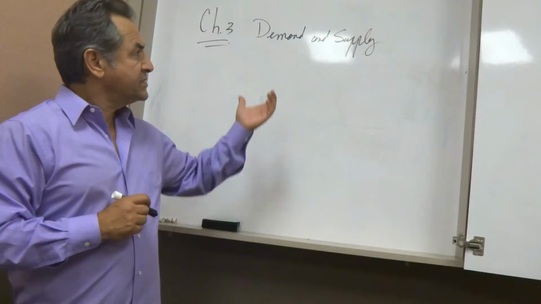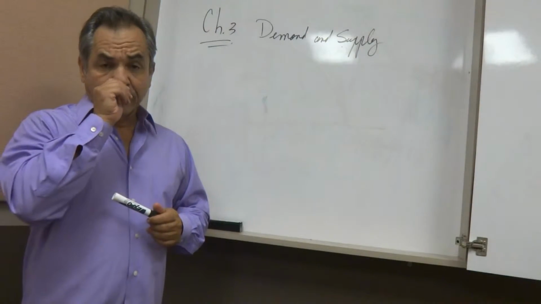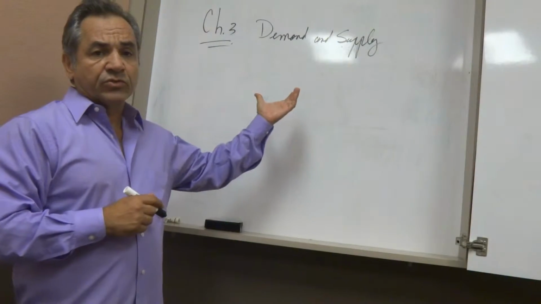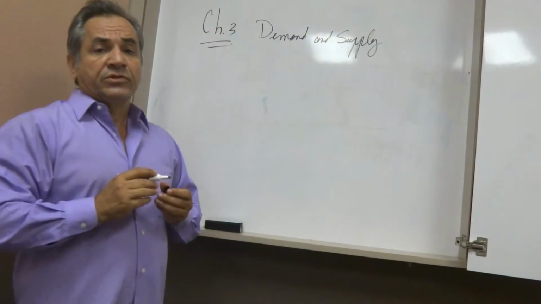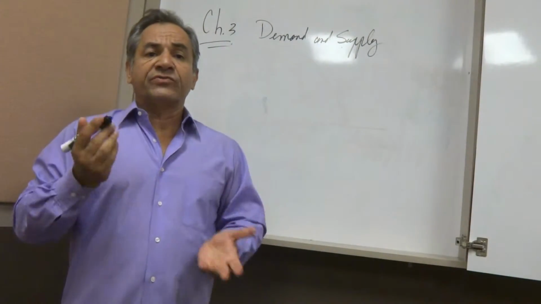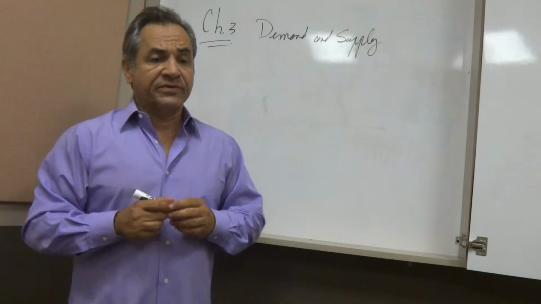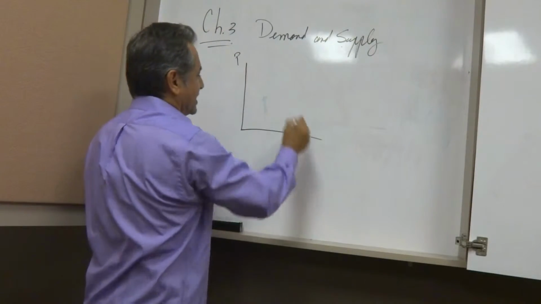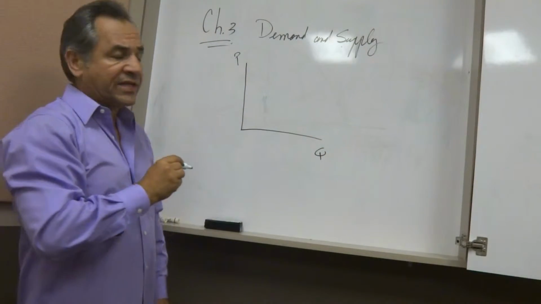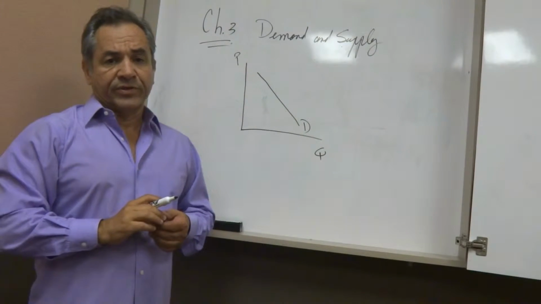Chapter 3. In this chapter, we're going to talk about demand and supply. Demand and supply are very basic tools that we use in economics. You need to know the law of demand, which is an inverse relationship between price and quantity demanded, holding everything else fixed. In the case of demand, we put price on the vertical axis and quantity on the horizontal axis, and this inverse relationship is represented by a downward sloping demand.